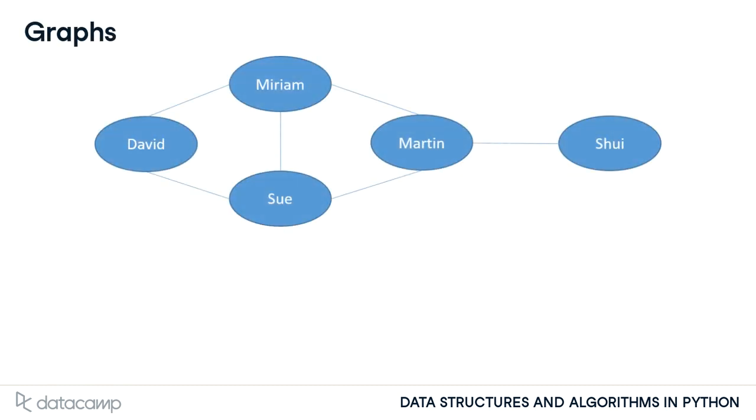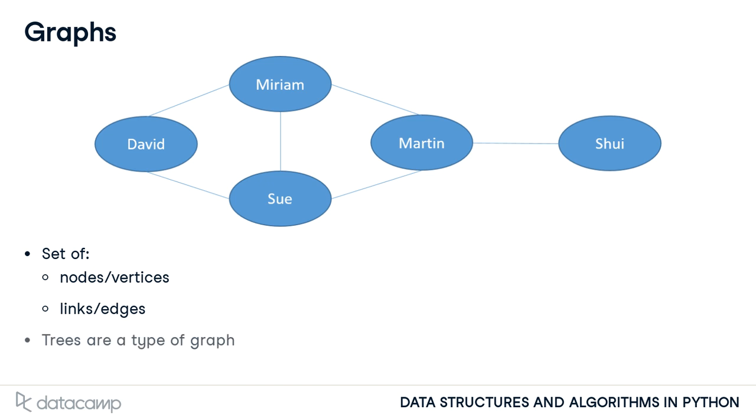A graph is a data structure formed by a set of nodes, also called vertices. The nodes are connected by links, also called edges. The following graph can represent a social network, where nodes represent persons and edges represent the friendship between the persons. Trees are a type of graph.